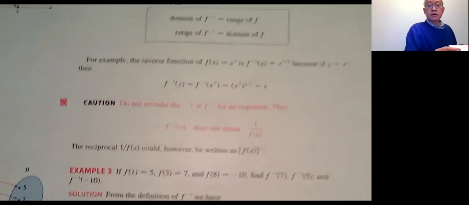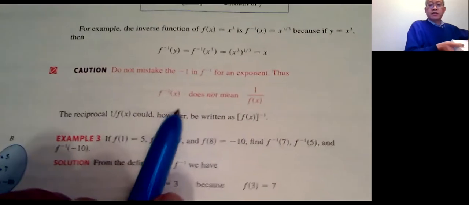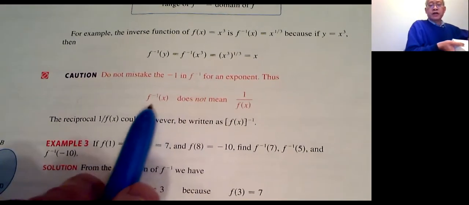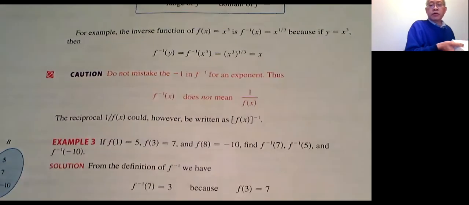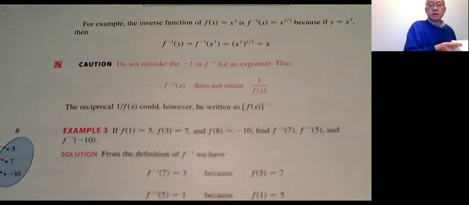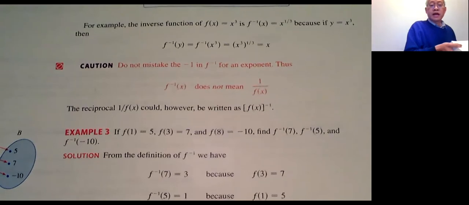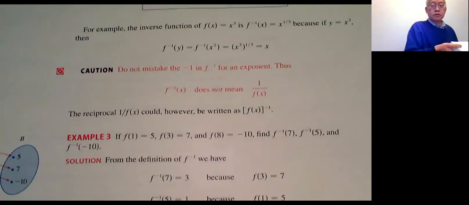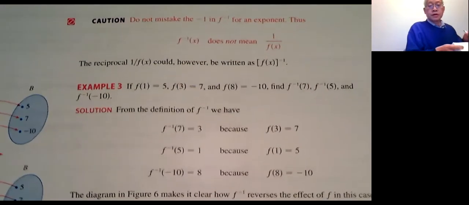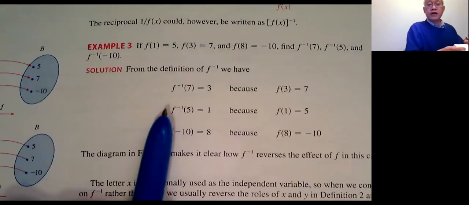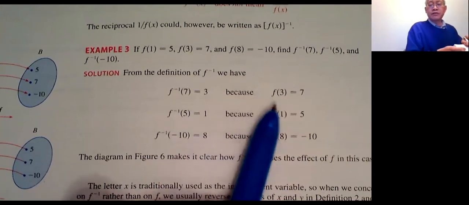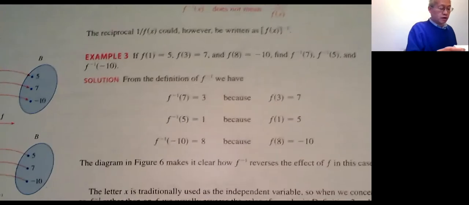And they're emphasizing what I try to say there. Don't think that negative 1 is an exponent. So f inverse of x does not mean 1 over f of x. So we say f inverse is the inverse function. You just switch around x and y, and you get a new function. So for instance, f inverse of 7 is 3 means the same thing as f of 3 equals 7. Just switch around x and y.